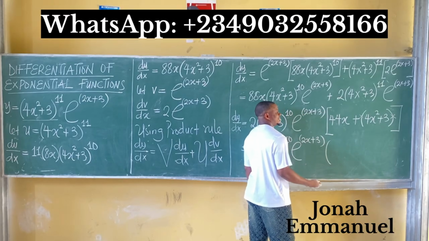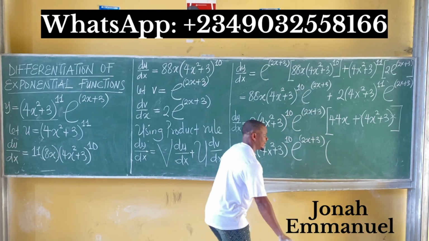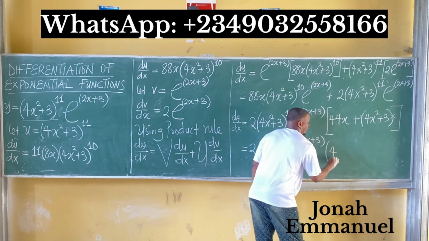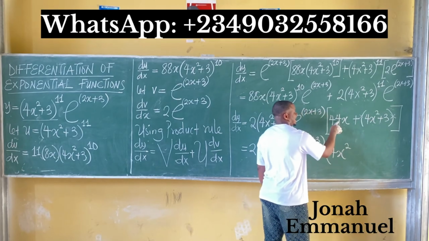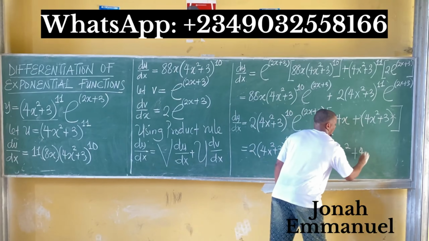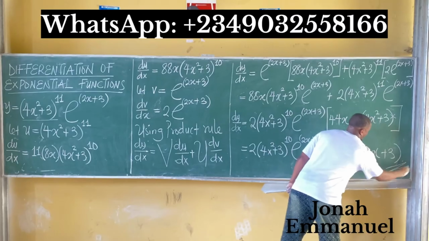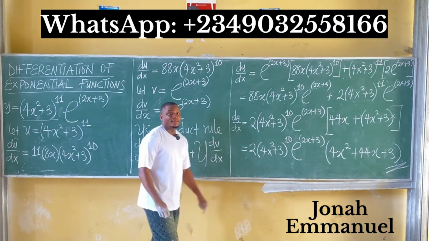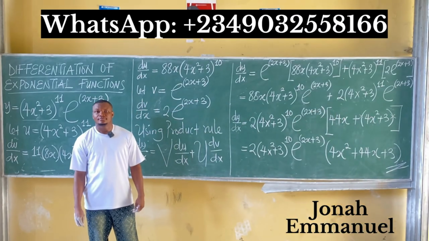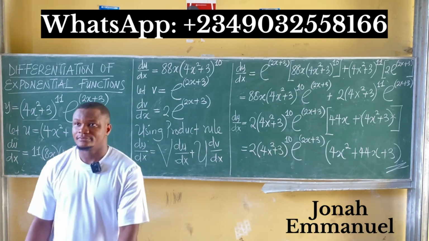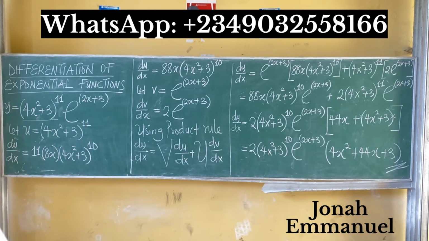In proper arrangement, arrange it in descending order. In descending order, you take the x with the highest power, 4x squared, the x with 1 power plus 44x, your constant, plus 3. This is your well-organized answer. That's it. Copy down. Let's proceed, please. So I said it gets worse now.